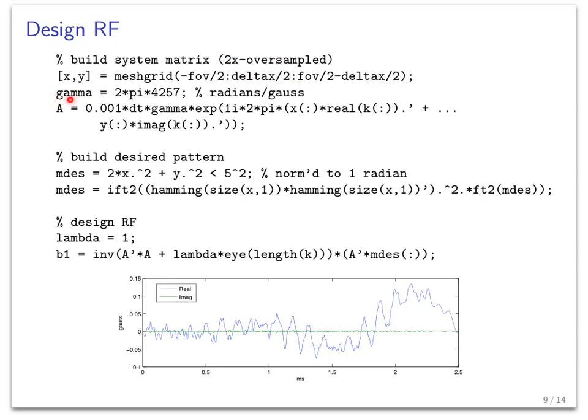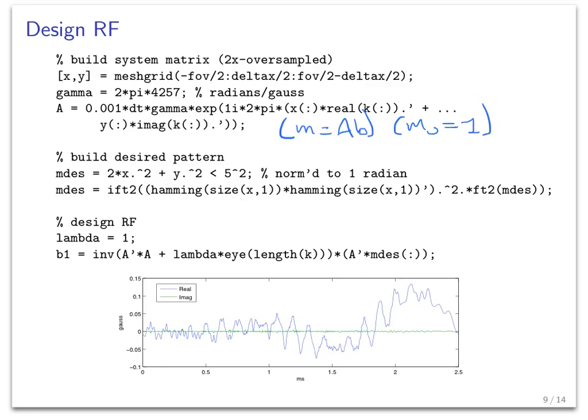Okay, so then the gamma. We've got to define the gyromagnetic ratio as well, and then we set up our system matrix A, right? So this is the A from m equals Ab, right? We're defining that A now. So that's equal to 0.001, that's just converting the dt to seconds, times gamma times m0, which we're implicitly assuming is 1 here.